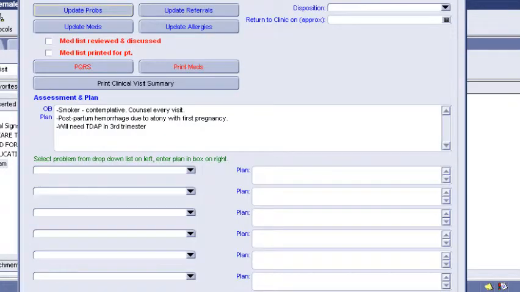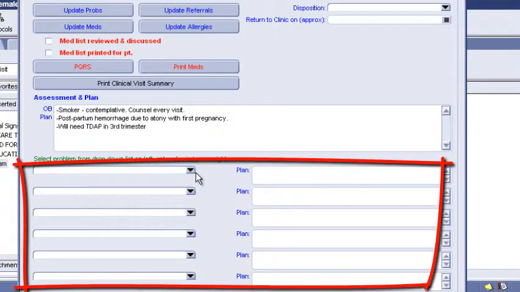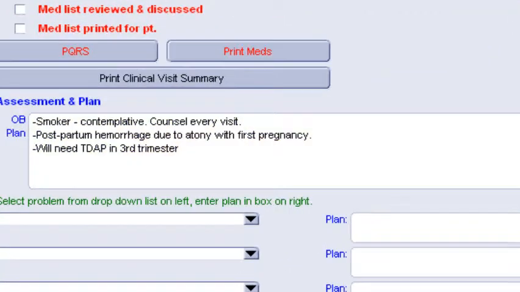The last form to know about is the assessment and plan form, which is similar to other assessment and plan forms, except it has one important difference. In addition to the usual assessment and plan boxes here, there's a separate box above it for the OB plan. And this is a box that contains notes from the last visit, and anything you enter in here will be preserved for the next provider.